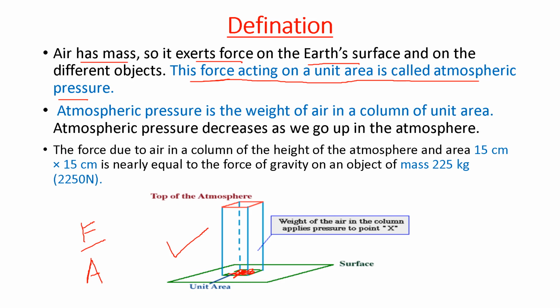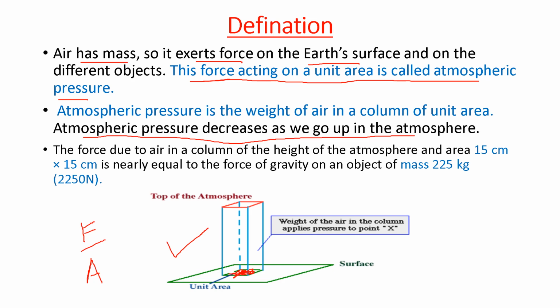The atmospheric pressure decreases as we go up in the atmosphere. For example, if we are climbing a mountain, the atmospheric pressure will decrease. Why? Because if we go up, the amount of air above our head or body would be less and less. If the amount of air is less, the mass of the air would be less, so the force would be less, and hence at higher altitudes the atmospheric pressure decreases. This is why mountaineers or astronauts have to wear a special suit to maintain the pressure.